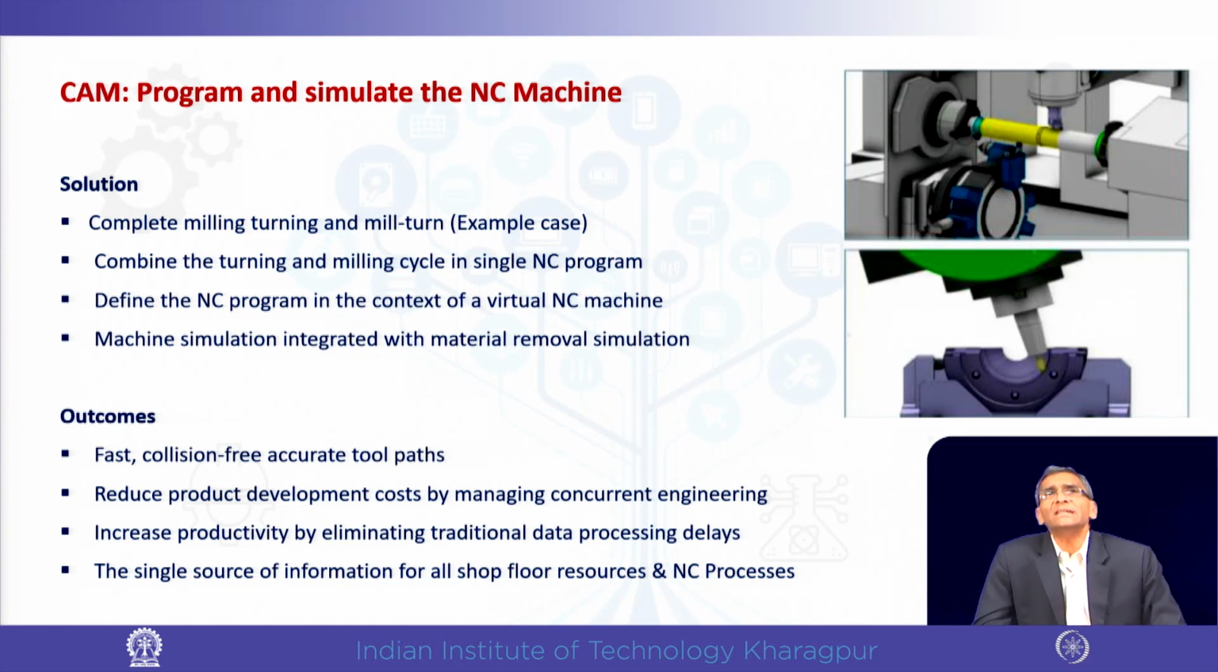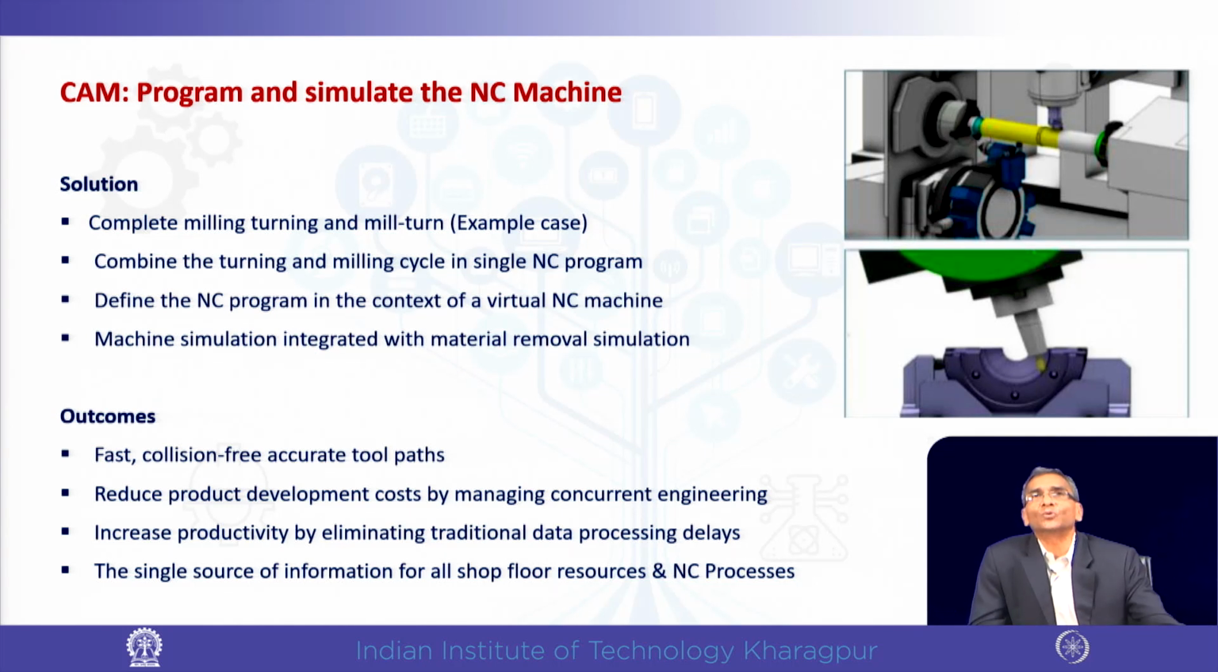So, here you can see a complete mill turning and mill turn example case, which combines the two processes, defines the NC program in the context of NC machine simulation, and is integrated with material removal simulation. So, this is actually to give a command and get it done, so that we can test that before, fast, collision free, accurate tool paths that it can move.